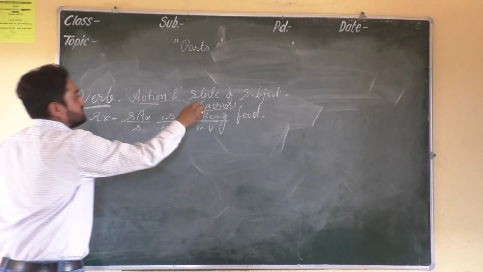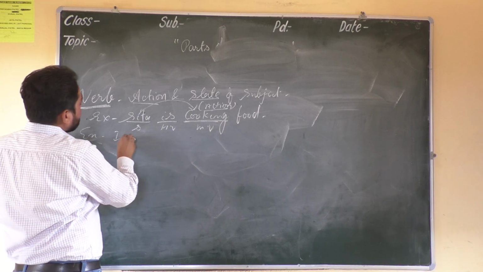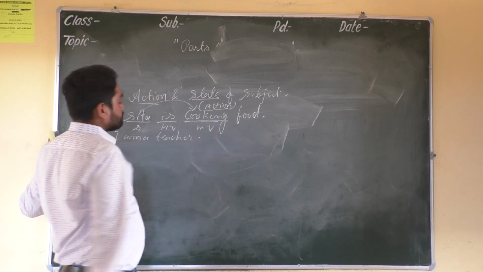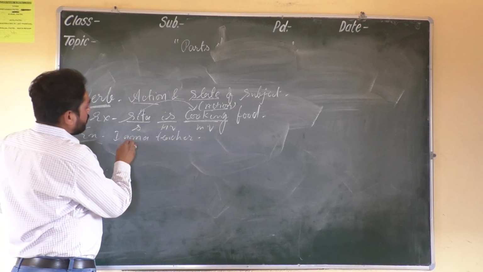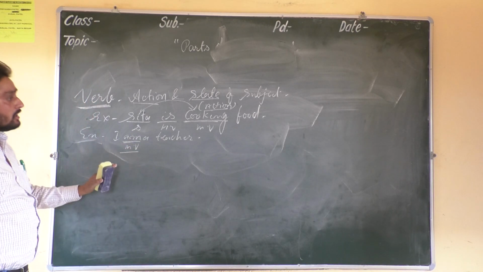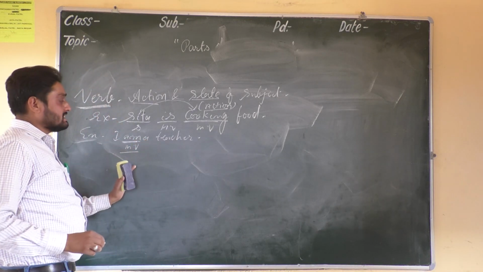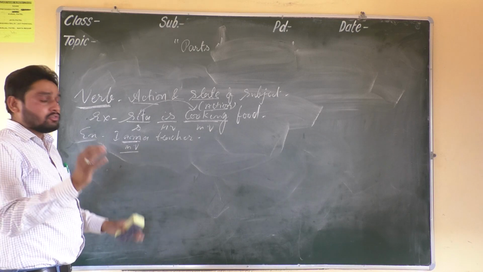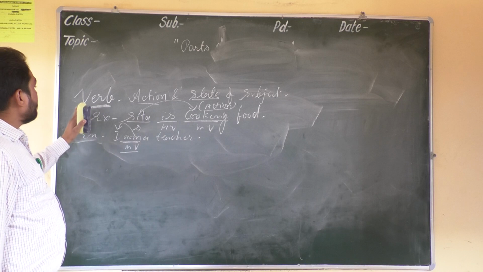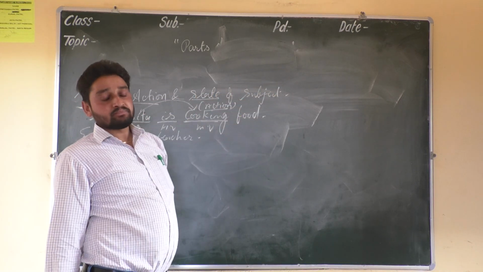Number two, state. State means situation. As an example we can say, I am a teacher. In this sentence, which is the verb? Am is the main verb. Here no physical action is being done, but only a state or situation is shown. That means am shows that I am a teacher. So verbs are those words which describe the action or state of the subject in sentences.